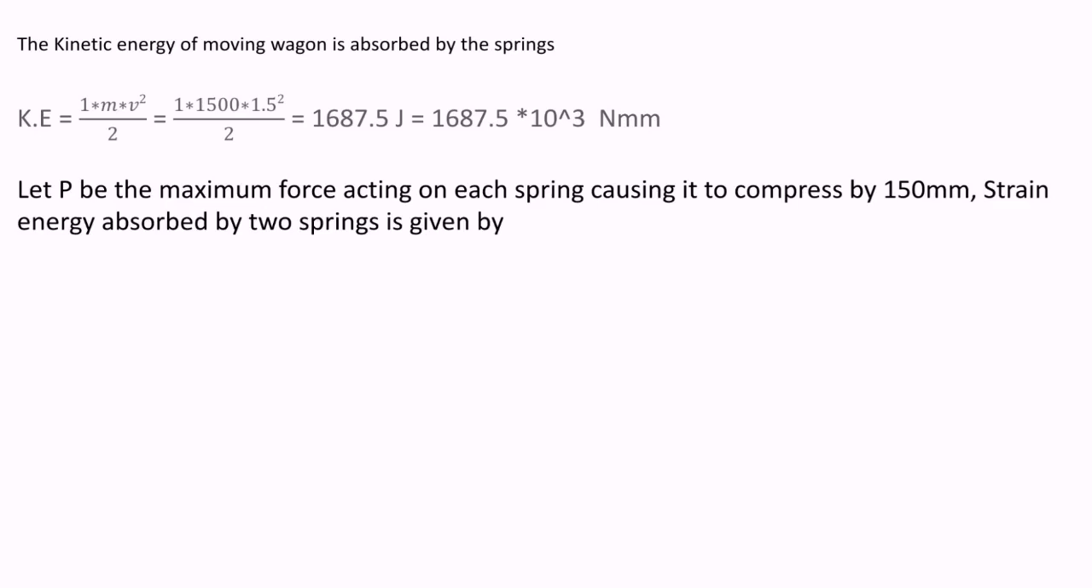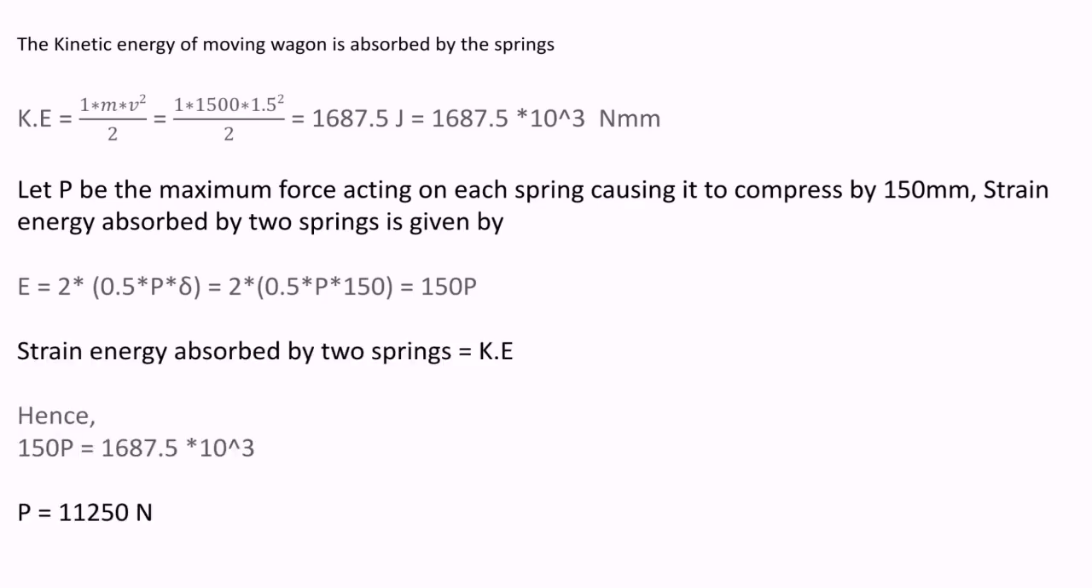Now let us say P is the maximum force acting on each spring, causing it to compress by 150 mm. Hence the strain energy absorbed by two springs is given by E is equal to 2 multiplied by half multiplied by P multiplied by delta, because there are two springs. On solving, I will get 150 P. This strain energy absorbed by the springs will be equal to the kinetic energy imparted by the moving wagon. Hence equating both the values, I will get the answer for P as 11250 Newtons.